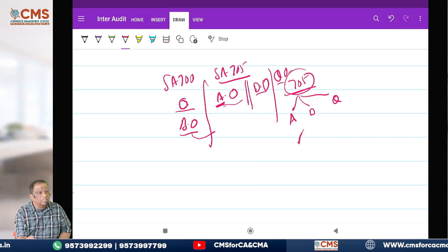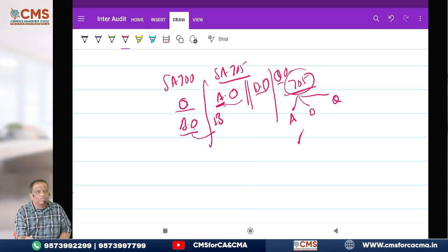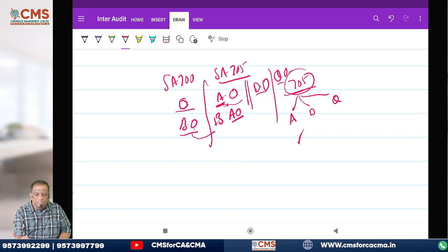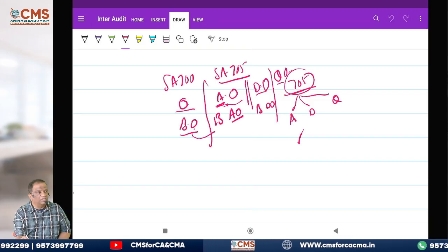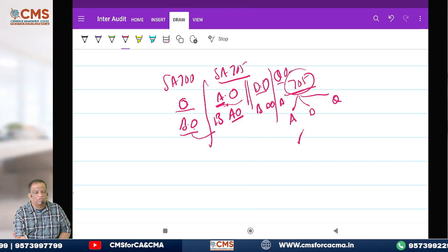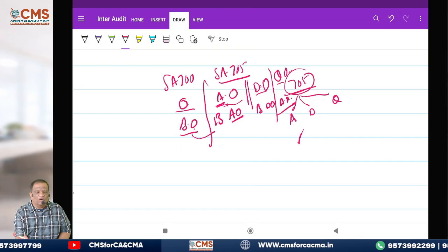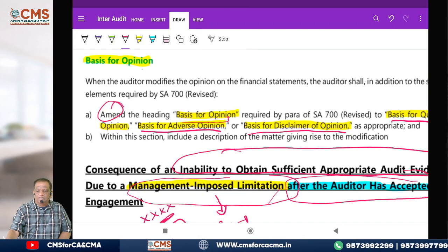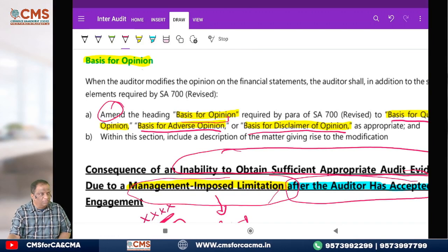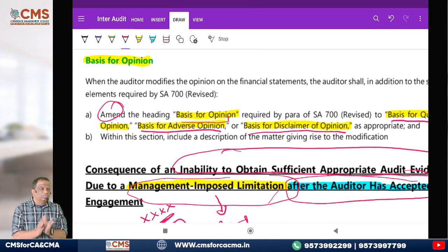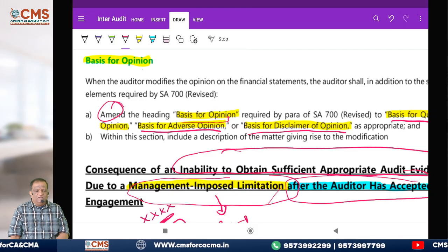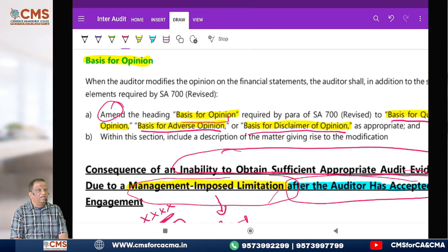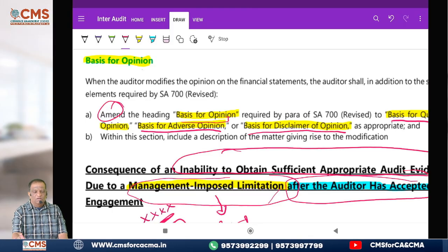And since it is an adverse opinion, the same chain follows. If it is opinion, basis for opinion. Now that it is adverse opinion, I will say basis for adverse opinion. Similarly, if it is disclaimer, basis for disclaimer of opinion. If it is qualified, basis for qualified opinion. So the summary of this point is, whenever you are issuing an audit report with a modified opinion, change the two basic elements. One is the opinion, the second is the basis for opinion. Don't simply give the same heading. For proper identification, modify it.